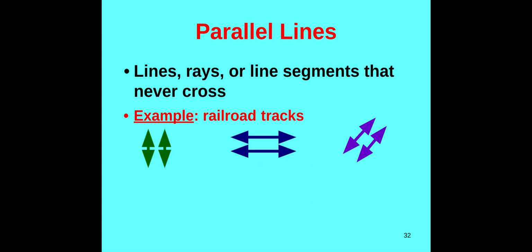And last but not least, we have parallel lines. Parallel lines are lines, rays, or line segments that never ever cross. So think about railroad tracks or the lines painted on a road to keep you in your lane. They are never crossing. They always stay side by side.